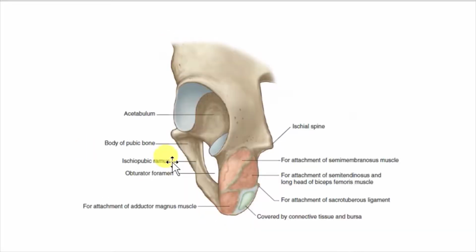This is the ischial tuberosity. On the superolateral part, there is attachment of semimembranosus muscle. On the inferomedial part, there is attachment of semitendinosus and the long head of biceps femoris. On the inner part, there is fatty tissue, and on this outer part, there is attachment of adductor magnus muscle.